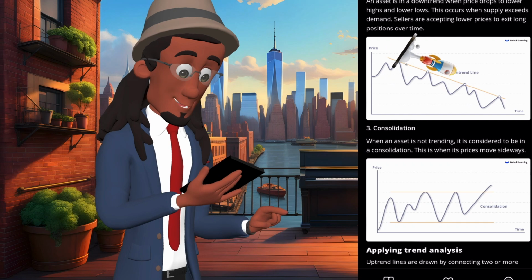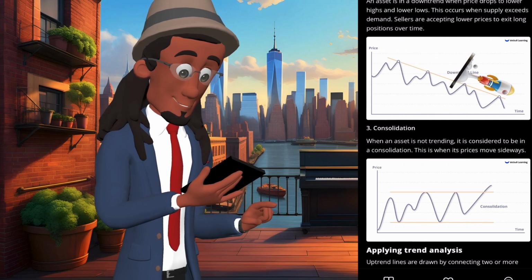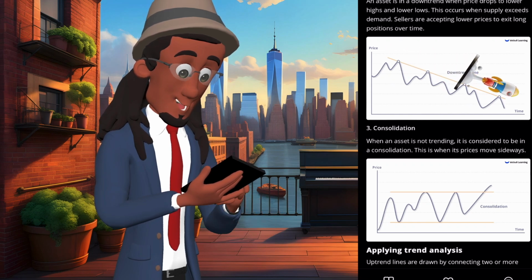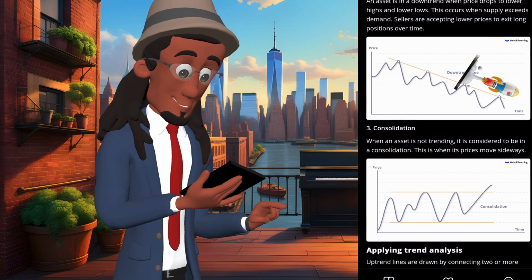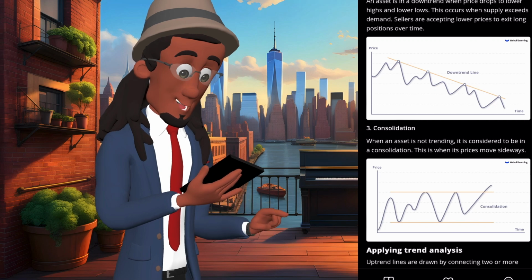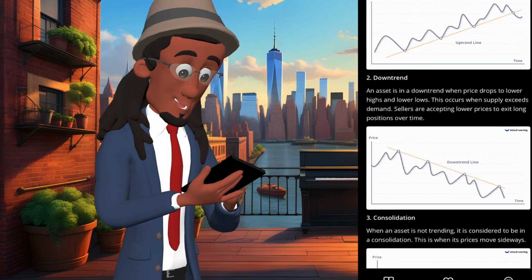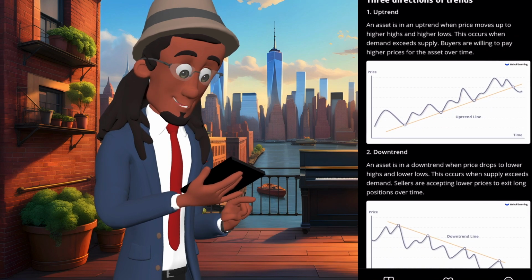Then we have the downtrend. The downtrend is when an asset price drops to lower highs and lower lows. This occurs when supply exceeds demand. Sellers are accepting lower prices to exit long positions over time. All right, so this is the landing phase.